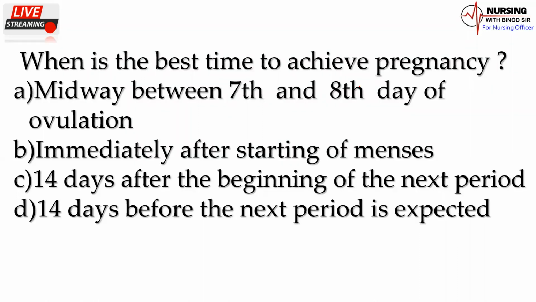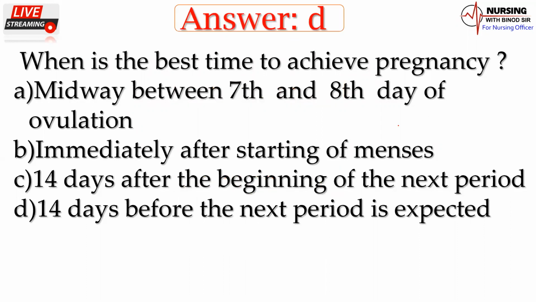So your answer is the D option. You must have to remember this. 14 days before the next period is expected. You must have to remember this one.